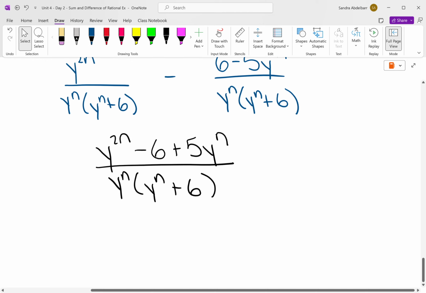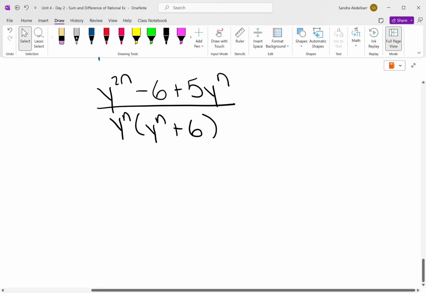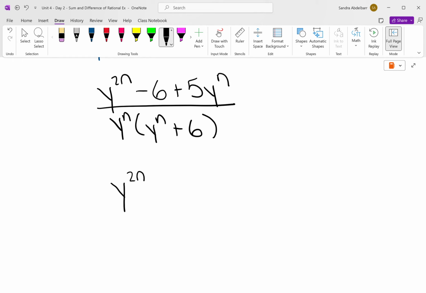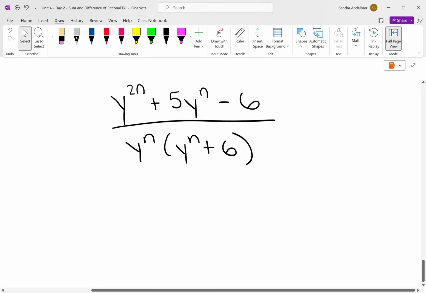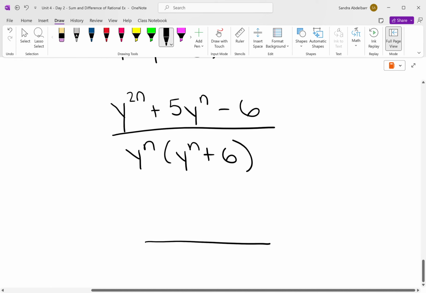Focus in on this numerator. What can I tell you about that numerator? Yes, we can factor this. If I have y to the 2n, I'm going to rewrite it, plus 5y to the n minus 6. We have the same variable base, and isn't one exponent double the other? That means we can factor this. Can somebody factor that numerator for me? Tell me what you get.